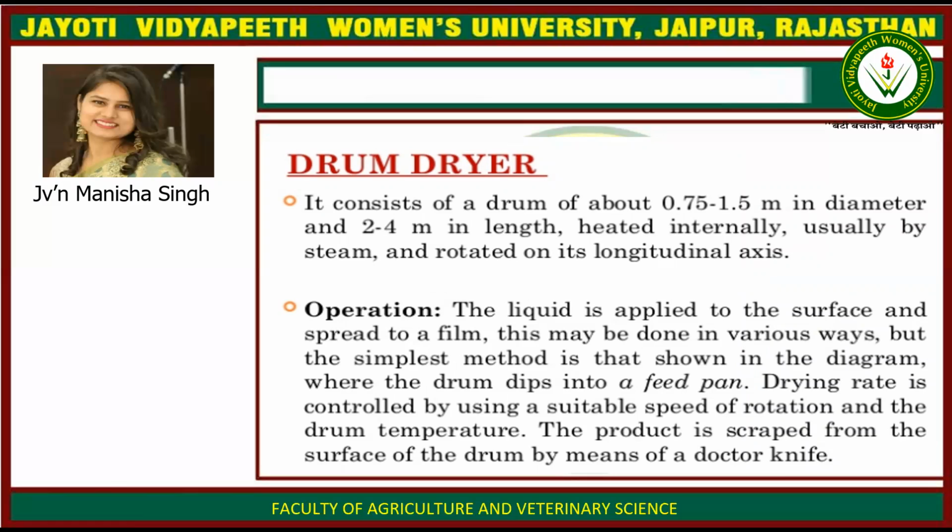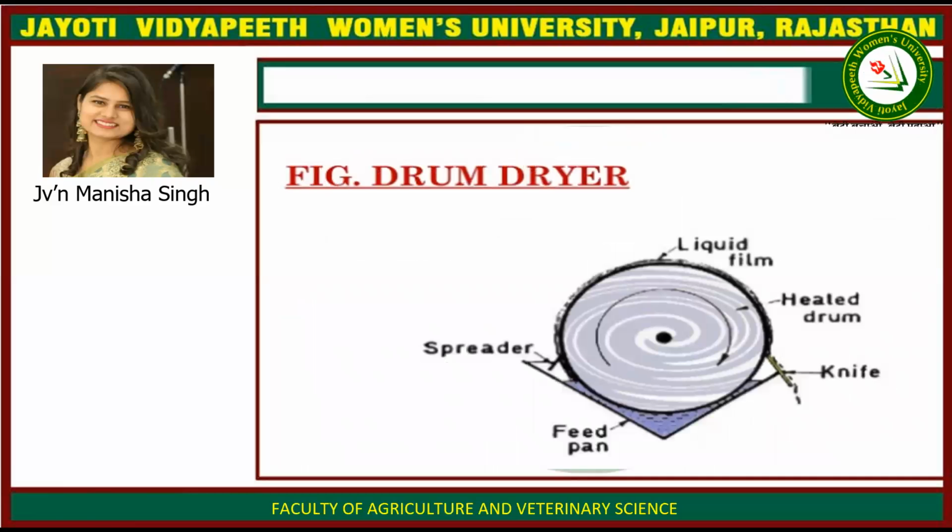Then operation: the liquid is applied to the surface of the drum and spread to a film. This may be done in various ways, but the simplest method is shown in the diagram where the drum dips into the feed pan and drying rate is controlled by the suitable speed of rotation and drum temperature. The product is scraped from the surface of the drum by means of a doctor's knife.